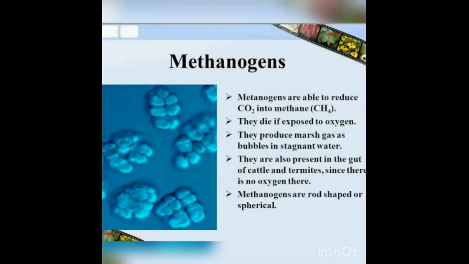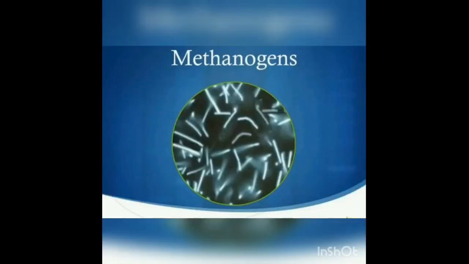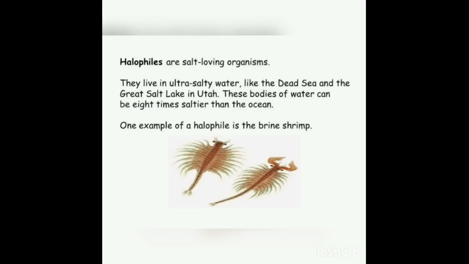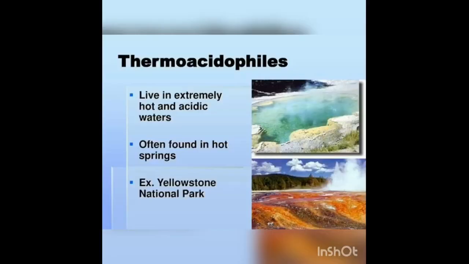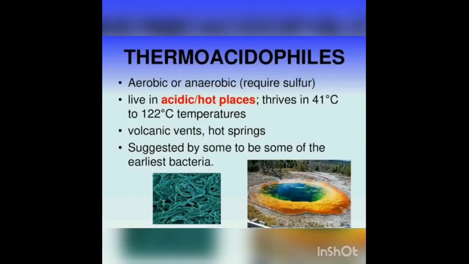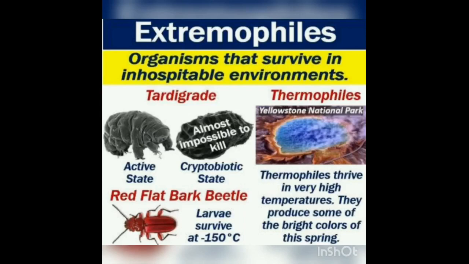Some of them can produce methane, so they are called methanogens. And few archaea can live in salty conditions. They are called halophiles. And some can live in acidic as well as high temperature conditions. They are called thermoacidophiles.